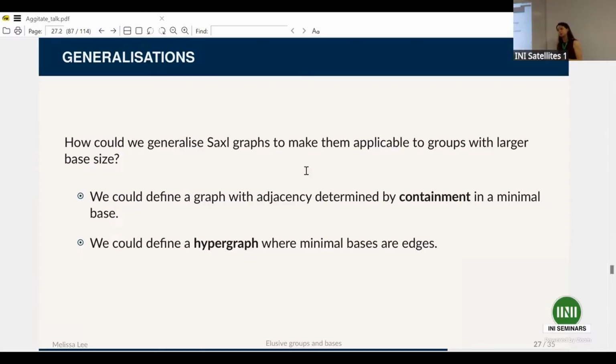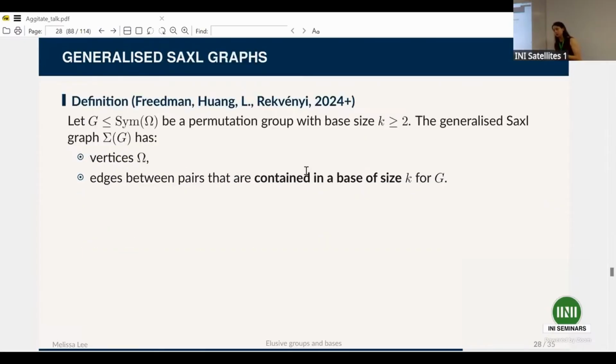So let's start with the first one. This is the joint work with Saul, Hongyi and Camilla. The generalized Saxl graph of a group with base size at least 2 is exactly what I just said. You take your vertex set to be the set of points you're acting on, and you define adjacency to be containment in a minimal base.